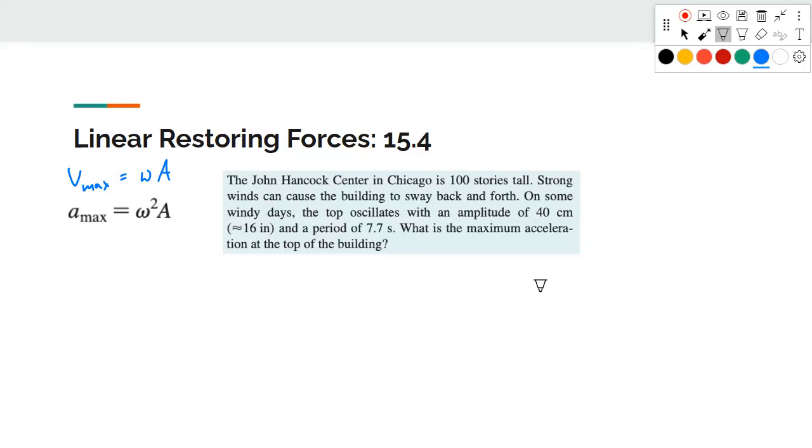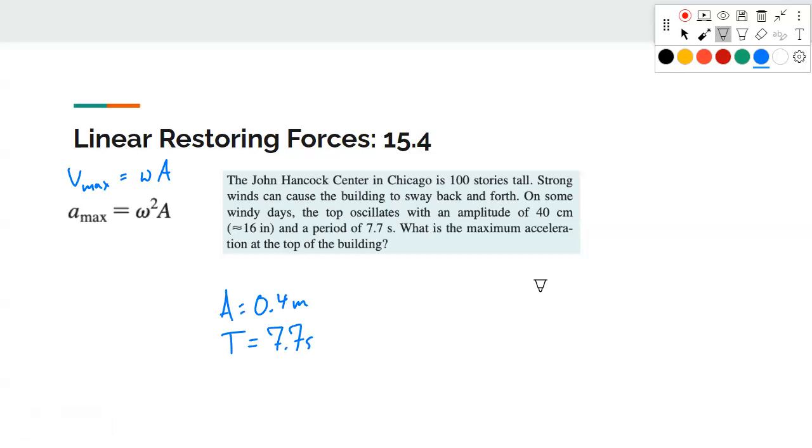Okay, so then they tell us on some windy days, the top oscillates with an amplitude of 40 centimeters. So our amplitude is, let's say, 0.4 meters. And a period of 7.7 seconds. So our period is 7.7. What is the maximum acceleration at the top of the building?